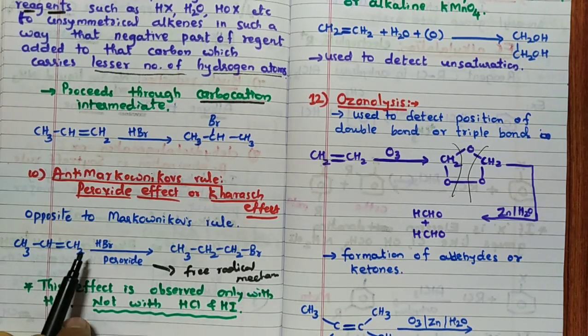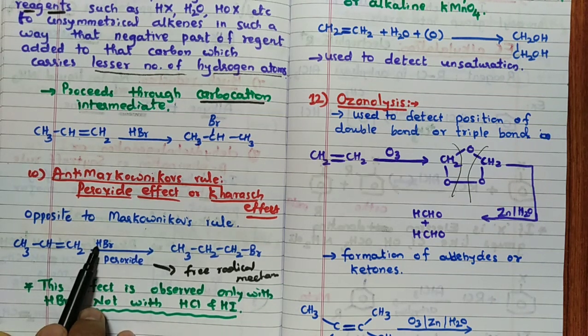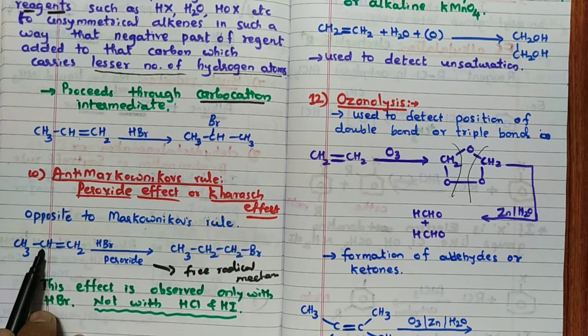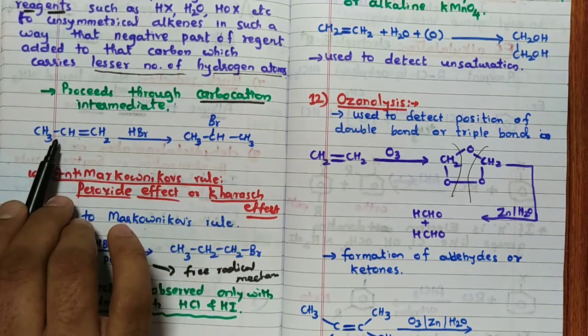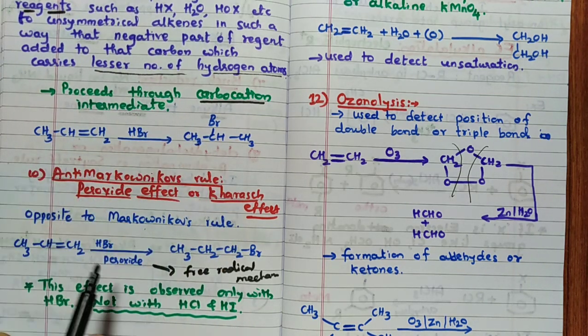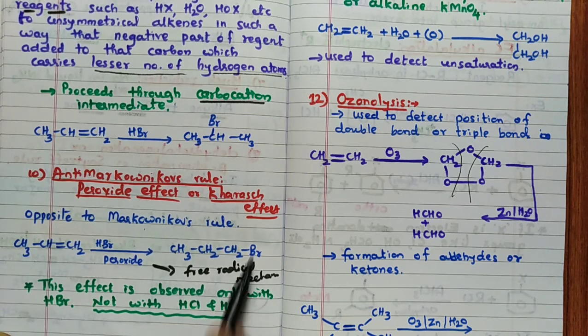Now, opposite to Markovnikov's rule means what? Hydrogen attaches to the carbon having more hydrogen atoms, and Br minus attaches to the carbon having fewer hydrogen atoms. Here, Br minus attaches to the carbon having more hydrogen atoms. So Br minus attaches here, H attaches here, giving CH3, CH2, CH2, Br.